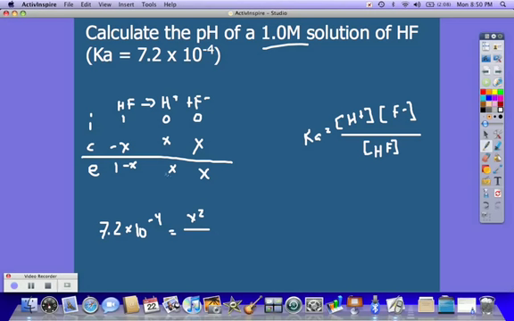And so we have our hydrogen and fluorine are both x, so I'm just going to simplify that to x squared. And then 1 minus x. Like your notes say, go ahead and solve for x the easy way, which, remember, that's going to be taking away your minus and plus x's. So now we basically have 7.2 times 10 to the negative fourth is equal to x squared. So I'm going to solve for x.